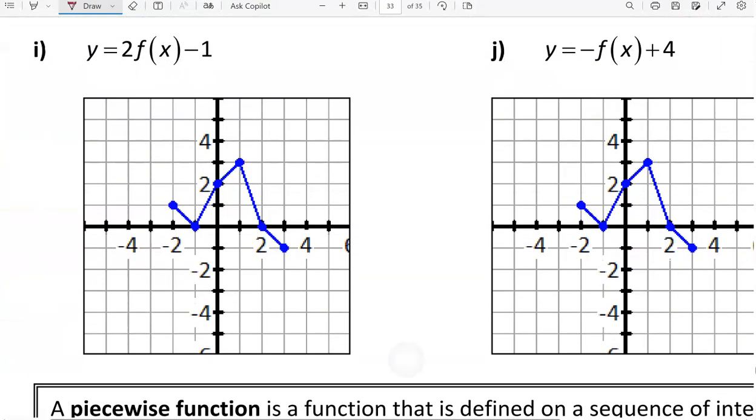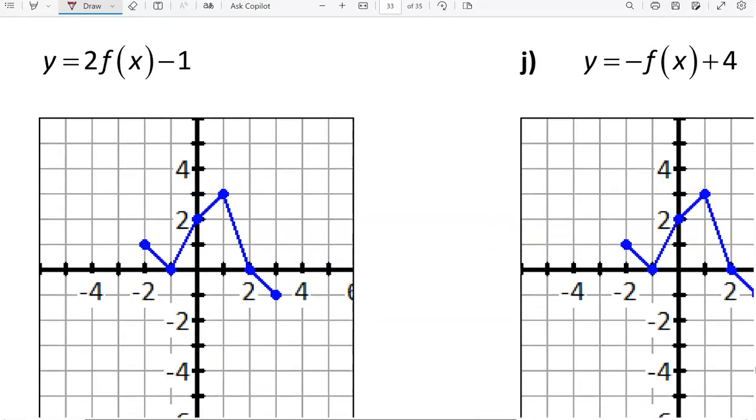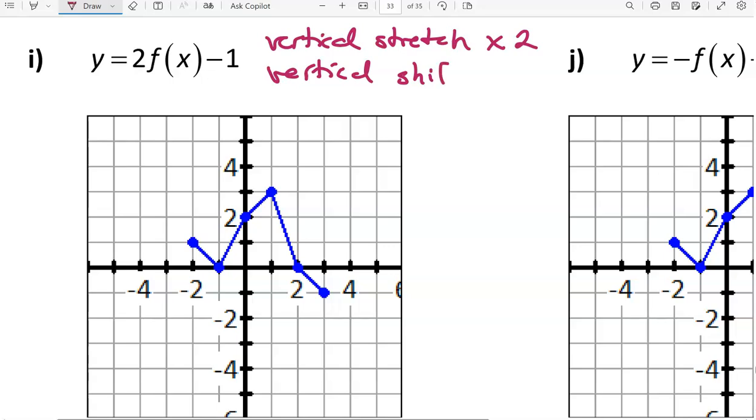In the next, we can also create a table of values, but if we identify the transformations that should be happening, I see a multiplication by 2 on the outside of the function, so this would be a vertical stretch by a factor of 2, and I see a -1 on the outside of the function, so this will be a vertical shift down 1.